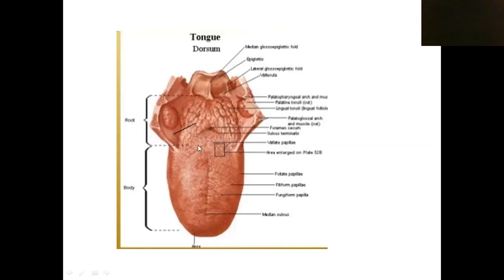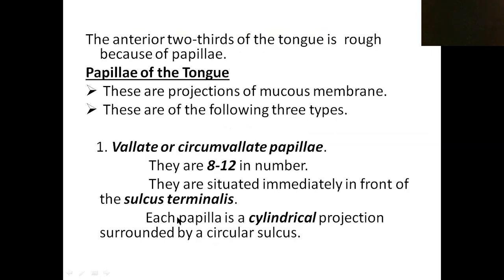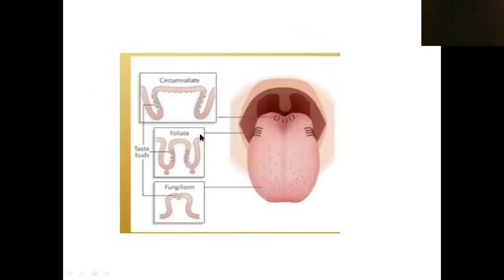See, some papillae are clear in this image. Those cylindrical shaped papillae, which are seen just in front of the sulcus terminalis, are known as what? Circumvallate papillae. So the first point about the circumvallate papillae: those are barrel shaped or cylindrical papillae seen just in front of the sulcus terminalis. 8 to 12 numbers are there.